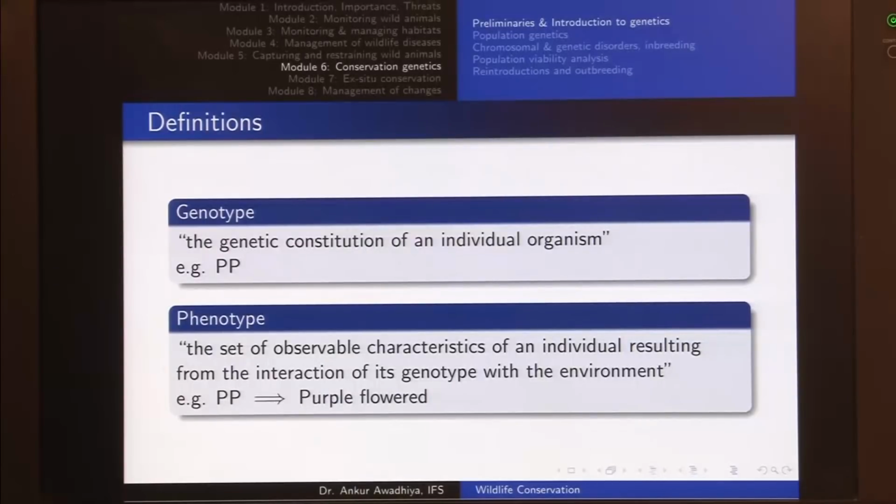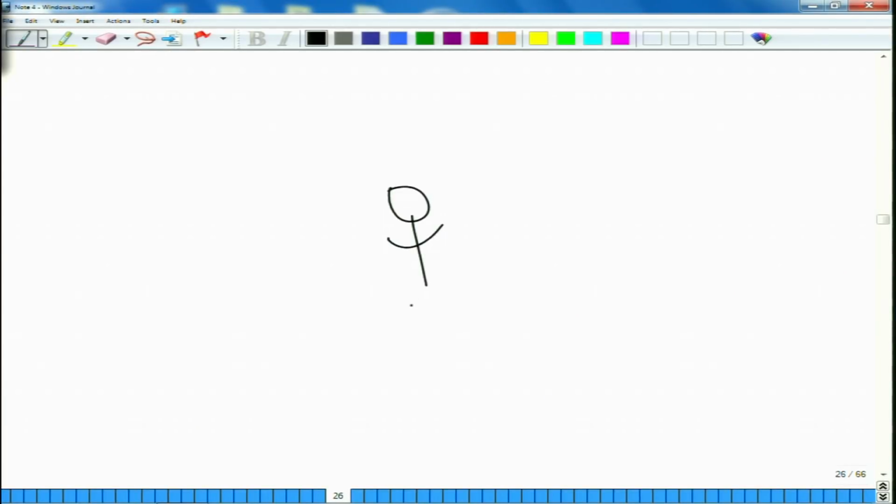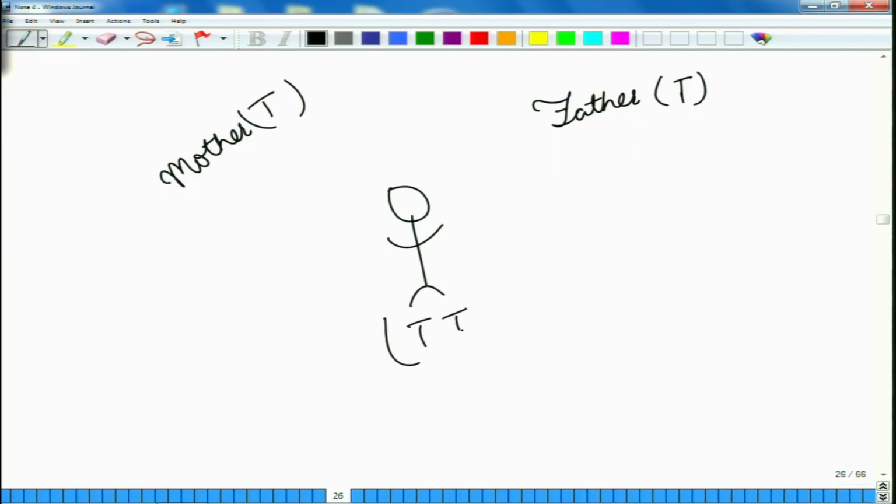Now why is environment important here? Because suppose there is an individual and the mother is very tall, the father is also very tall, and this individual is homozygous for the tall gene. So essentially this individual has all the capabilities to grow up into a very tall individual.